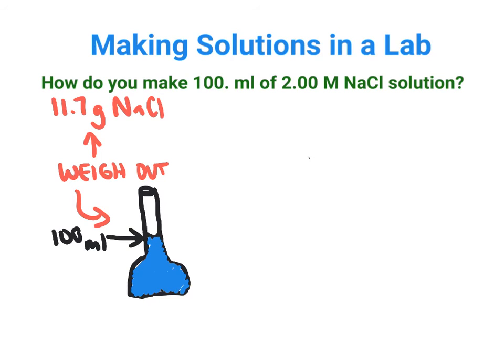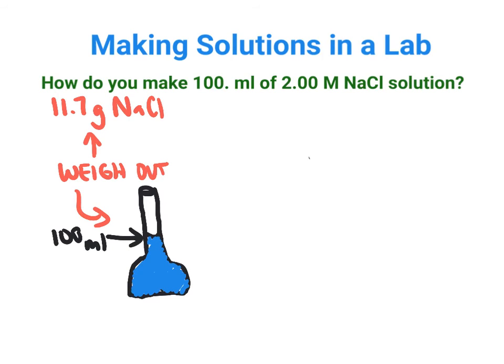If we had added the water first and then the 11.7 grams of salt, that wouldn't work because what happens is salt contains volume. So if I add the water first and then put the salt in, it's actually going to rise above 100 milliliters and we wouldn't have a 100 milliliter solution. So it's really, really important that you put your solute in first and then fill the rest of the way with solvent.